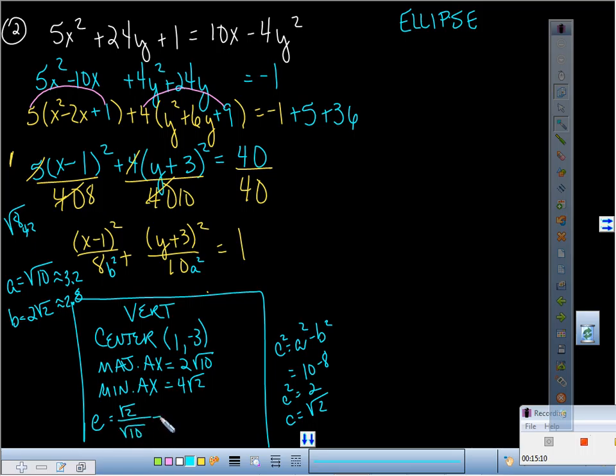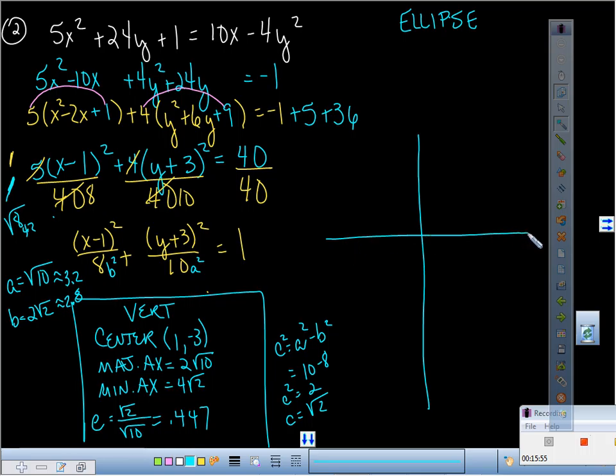Then I just want you to put that in your calculator. What is the square root of 2 over the square root of 10? 0.447. That's his eccentricity. So it's not really flat, not really long. He's just kind of average. Nothing really special. He's not going to be really, really round, and he's not going to be really, really stretched out.